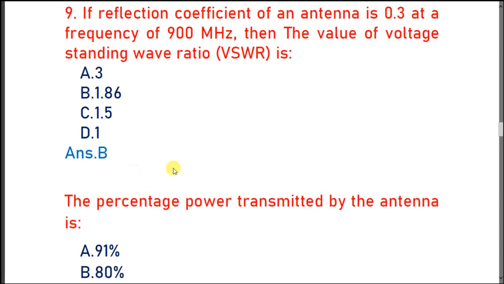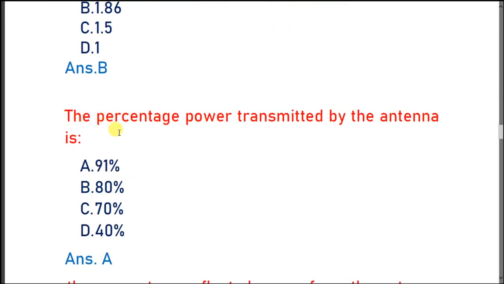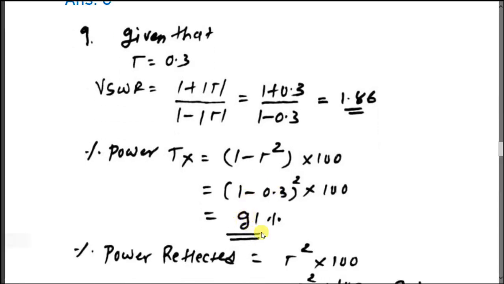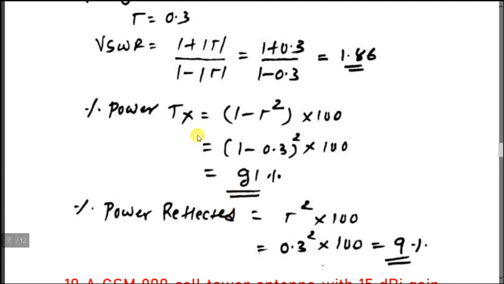Now again in this, two separate questions are given. The power transmitted by the antenna. So power transmitted by the antenna is equal to 1 minus tau square. Okay, that is given over here. Power transmitted is equal to 1 minus tau square. So tau you have known as 0.3. You will calculate and get 91% power, and power reflected is equal to 100 minus 91. Okay, so that is equal to 9.